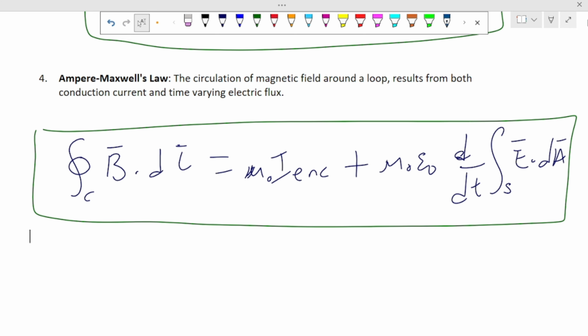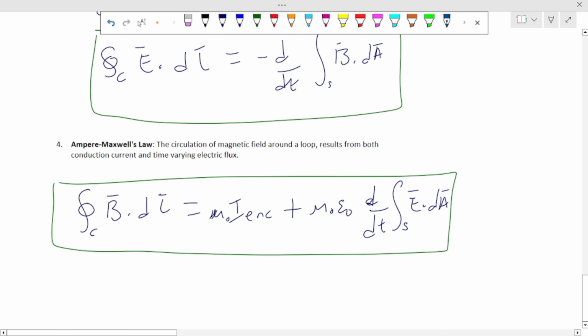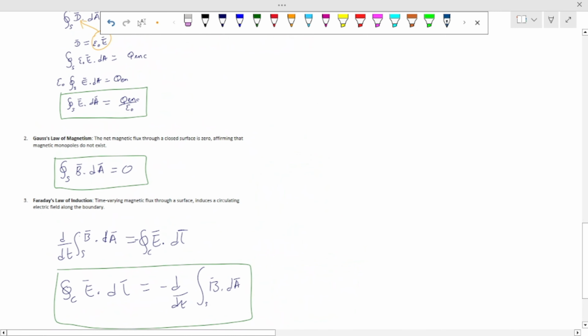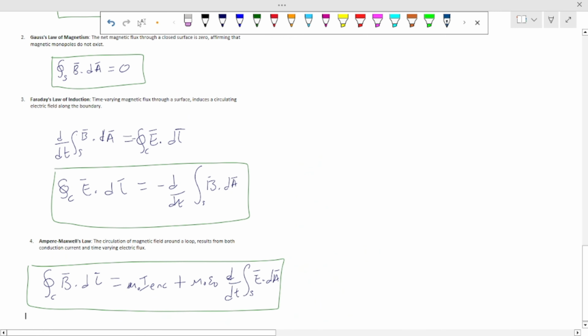All right, so much, thank God. So we'll stop here in this video. These are the four equations in integral form.